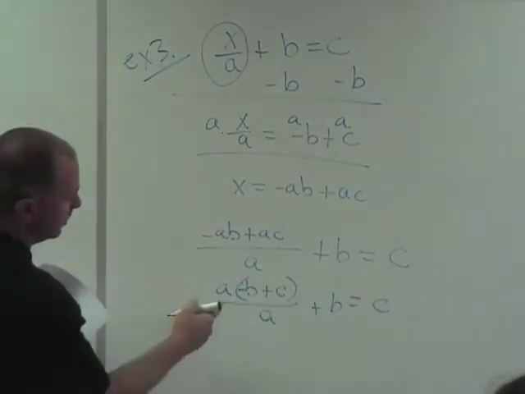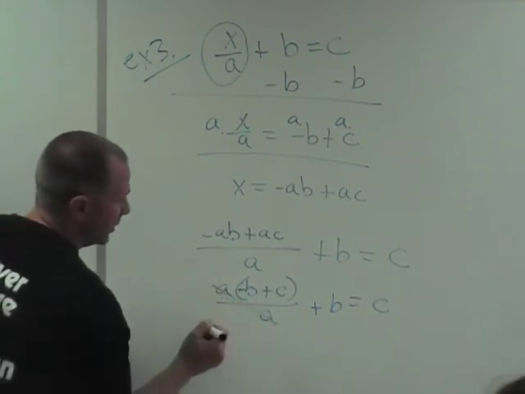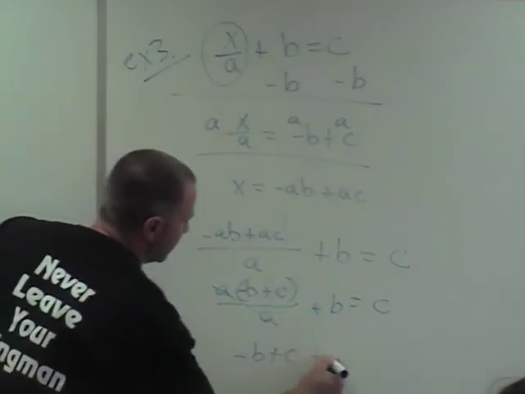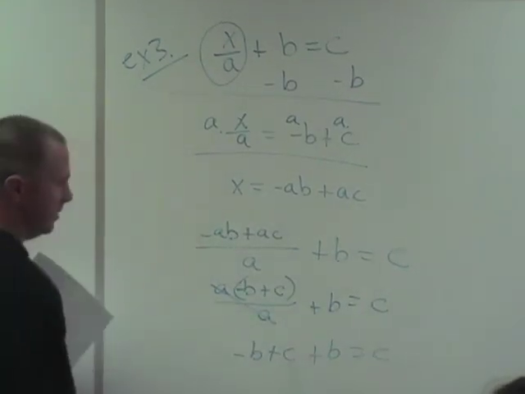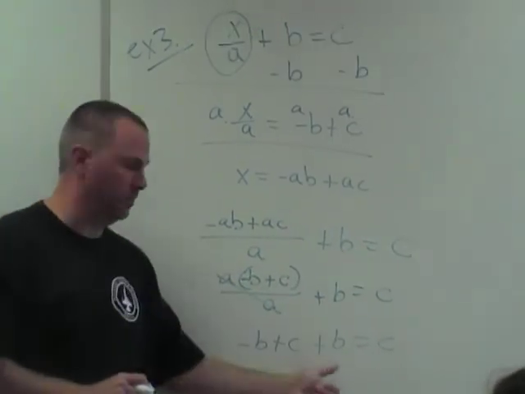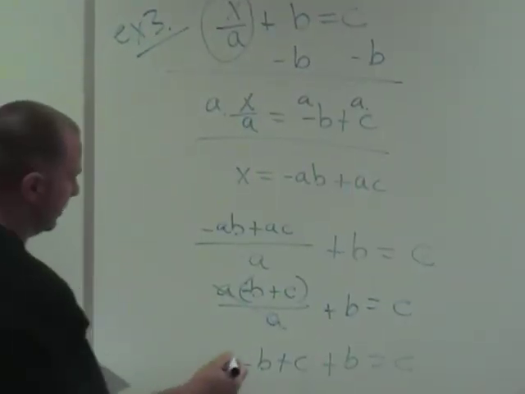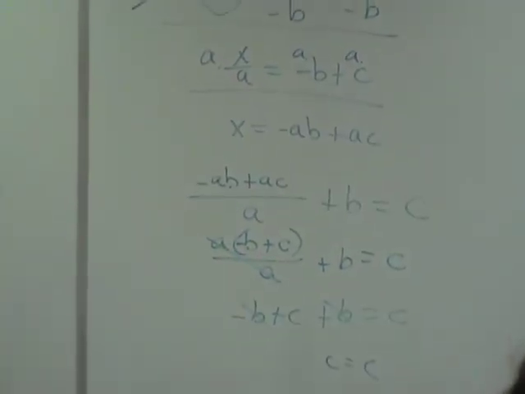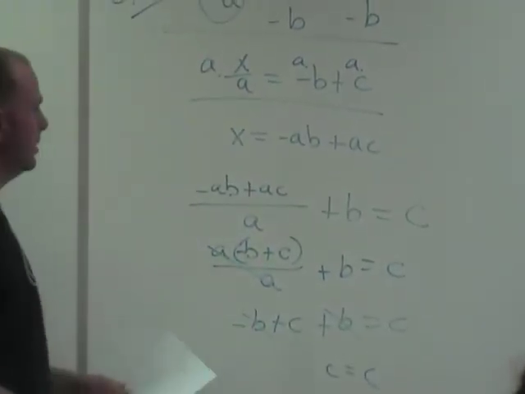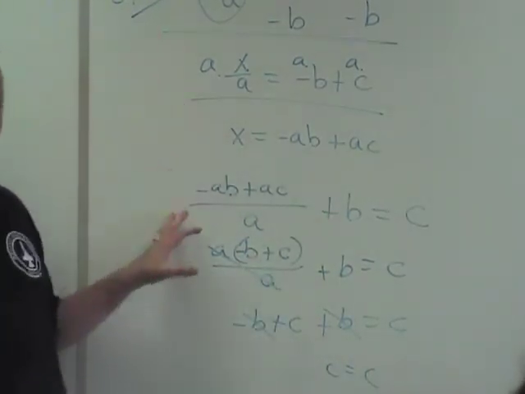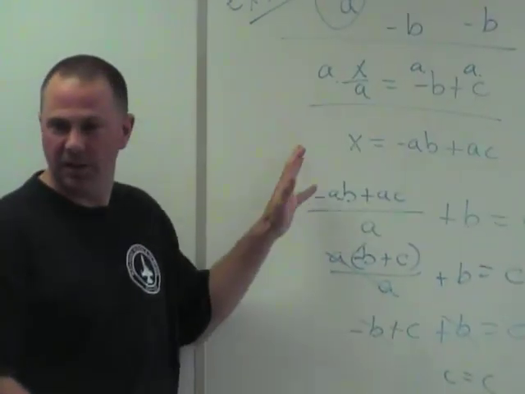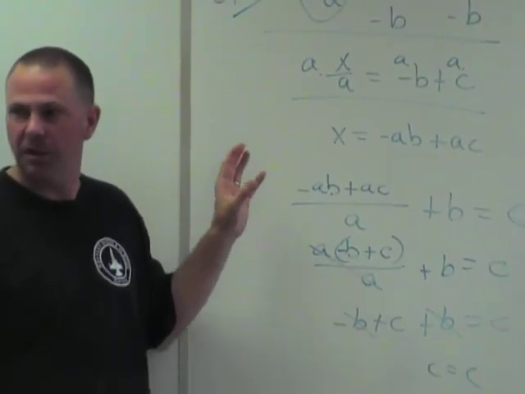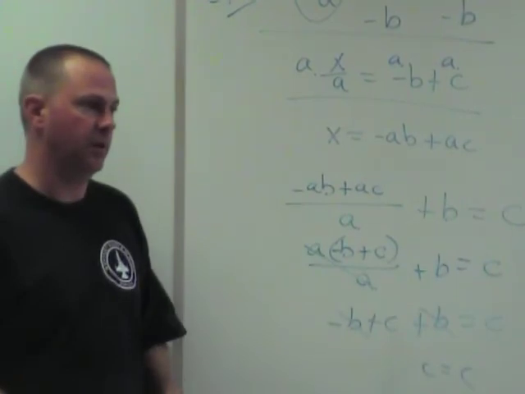Okay, so these a's cancel. Reduce, I should say. Now I have a negative b plus c plus b equals c. What's the minus b and the plus b do? C equals C. Yeah. So it works. So the point is, this is algebra here. We have no idea what these letters mean. We're just manipulating how it looks, following those steps and rules that we talked about a couple weeks ago.